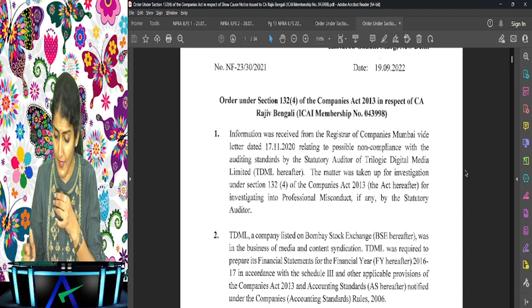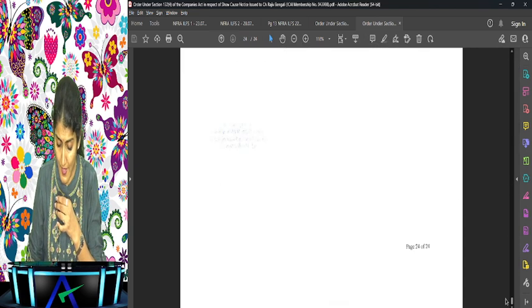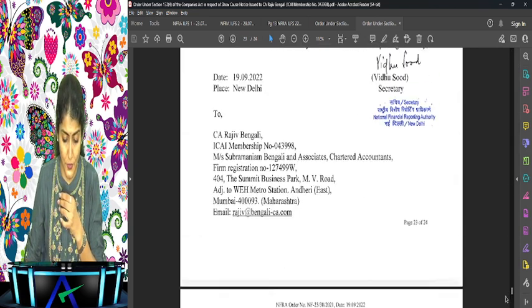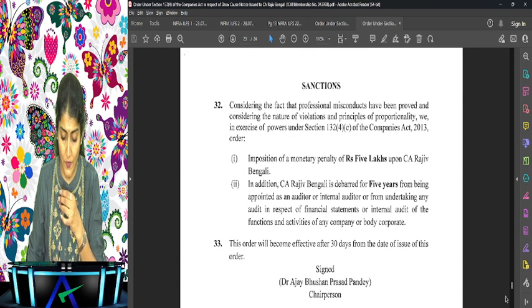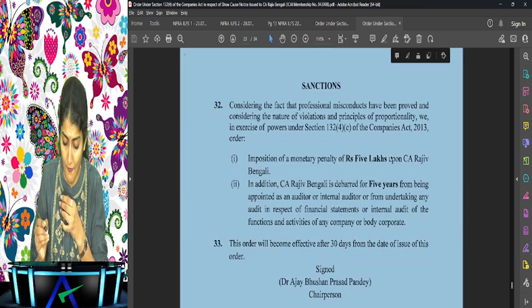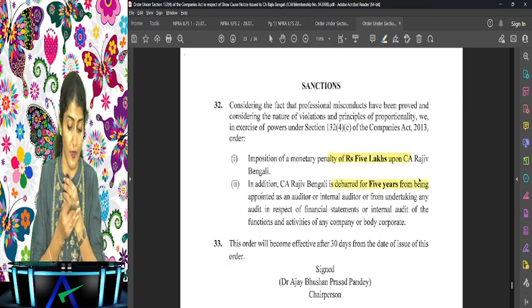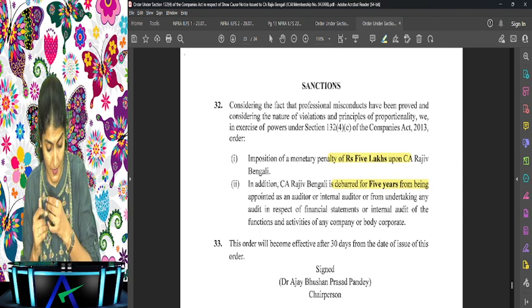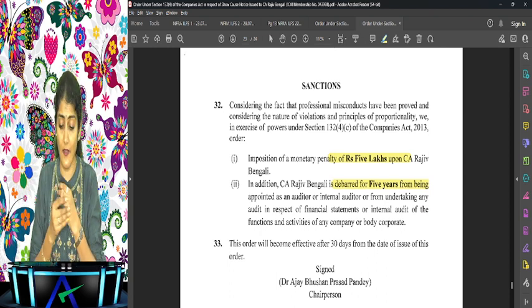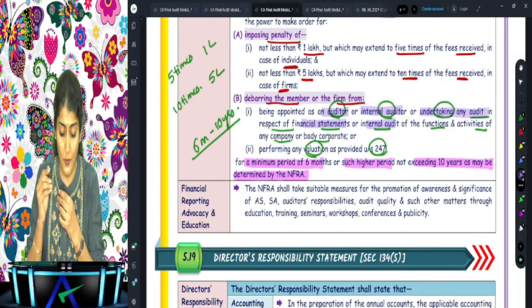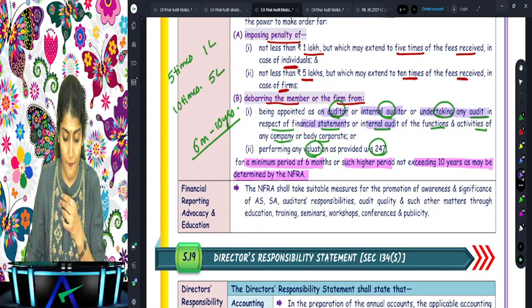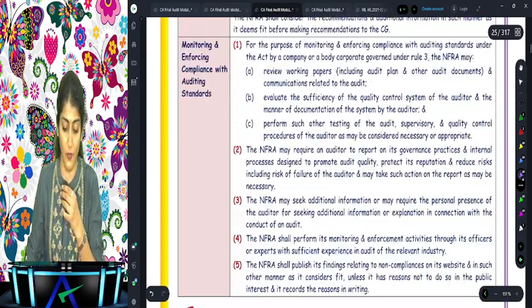This is again against one more chartered accountant over there, right? And what does the last point say? Again, imposition of a monetary penalty of 5 lakh and again debarred for 5 years from being appointed as an auditor, right? Debarred from being appointed as an auditor for 5 years. Are you understanding? So NFRA is sitting on the heads of the auditors.